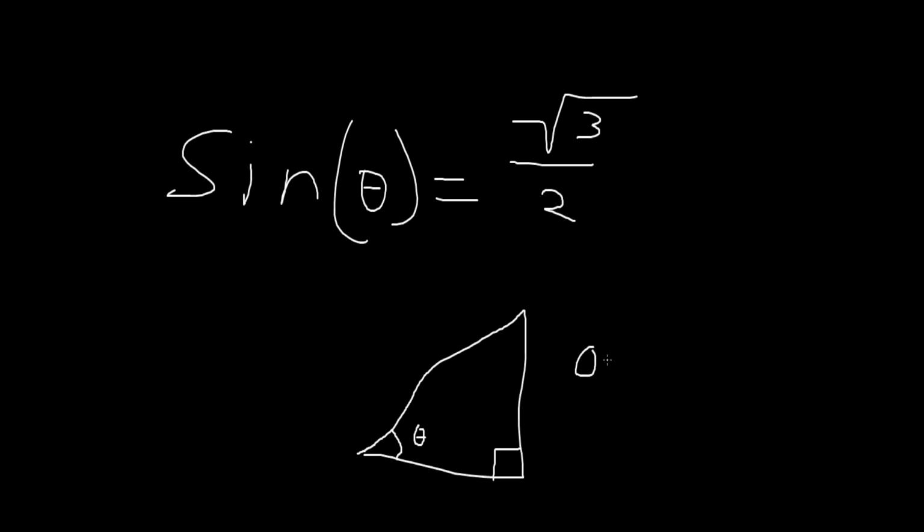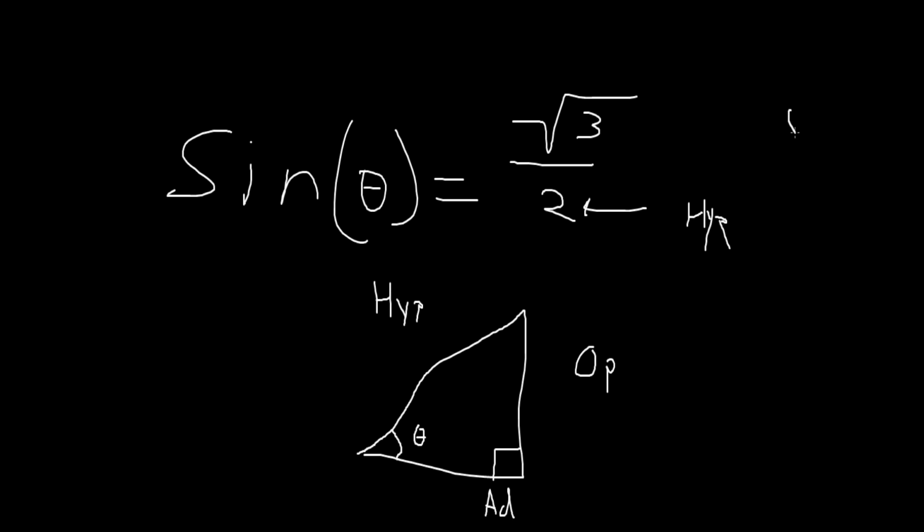So now we know which side is opposite, which side is adjacent, and which side is the hypotenuse. The value of sine is square root of 3 over 2. So we know that the hypotenuse is on the bottom of the fraction because this is a sine function.